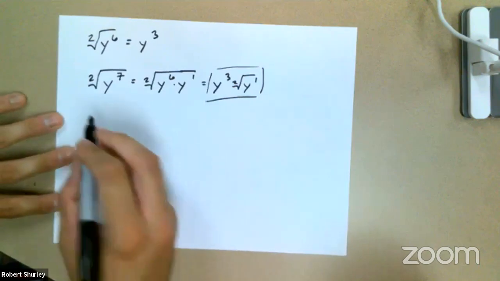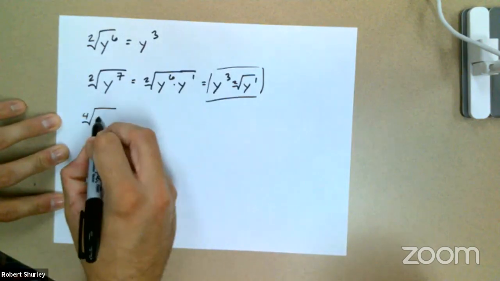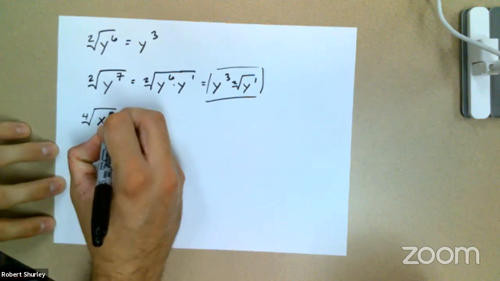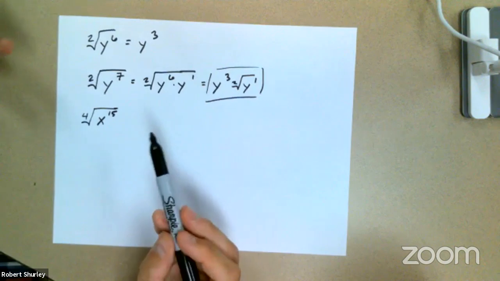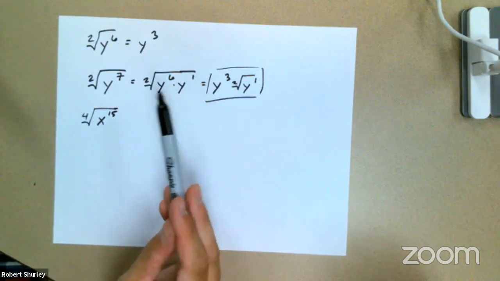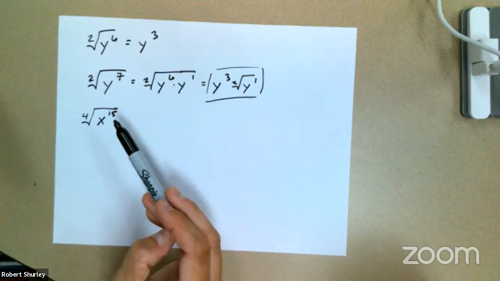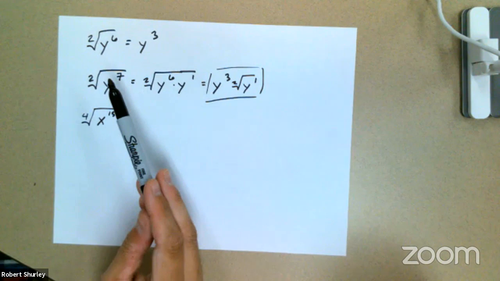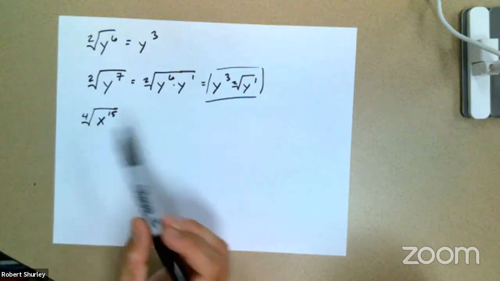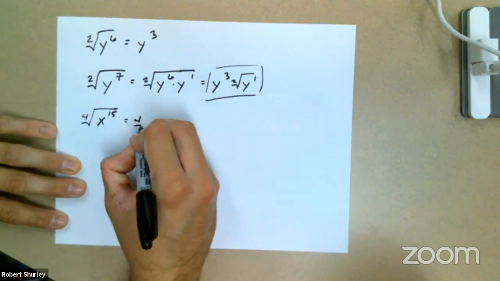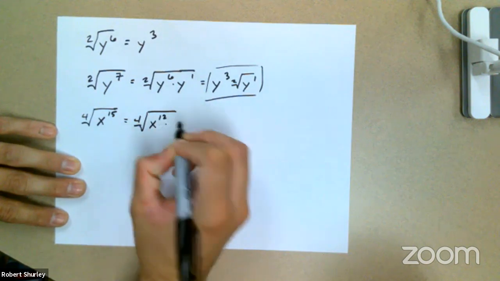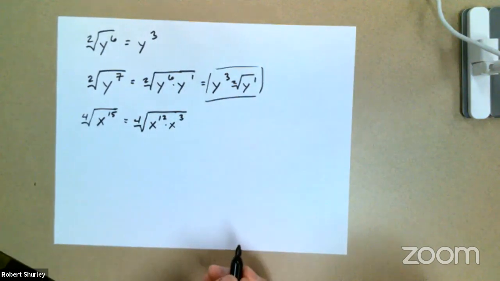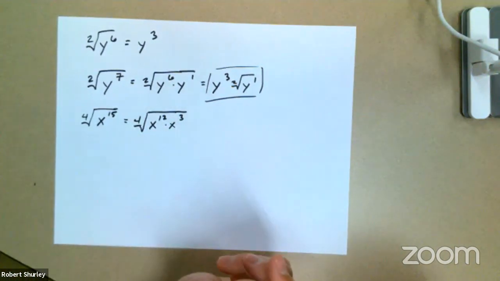Okay. So if we had, let's say, the 4th root of x to the 15th. I'm going to go by 15 and count down from 15 until I get something divisible by 4. So 15, no. 14, no. 13, no. 12, yes. 12 is divisible by 4. So this is going to be x to the 12th times, now to get 15, remember, you're adding exponents, so you're multiplying. So x to the 12th times x cubed.